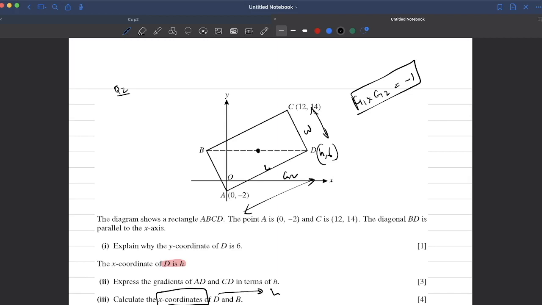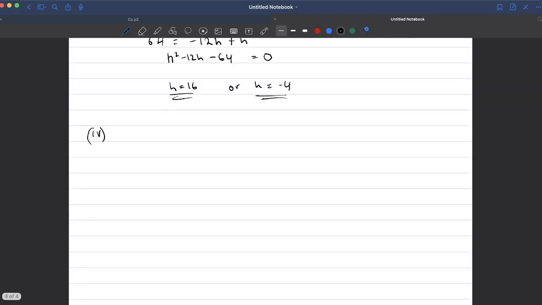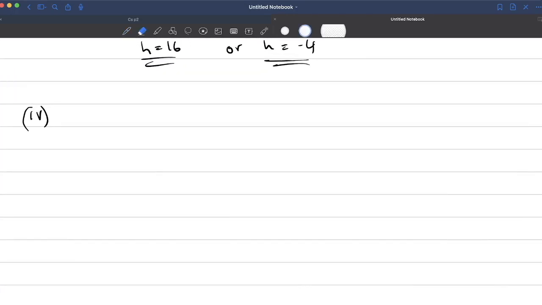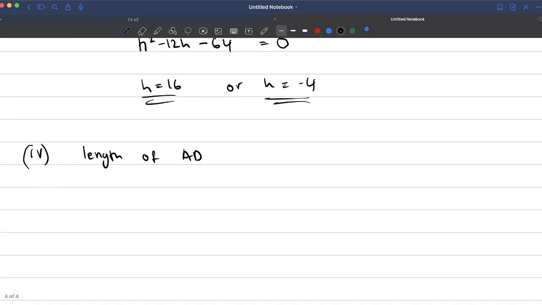So h will be 16, because it's positive on this side. This one will be at -4, but we don't need this coordinate. So we need this coordinate, and I need to find the length of AD. Let's try to do that now. How do you find the length of AD?